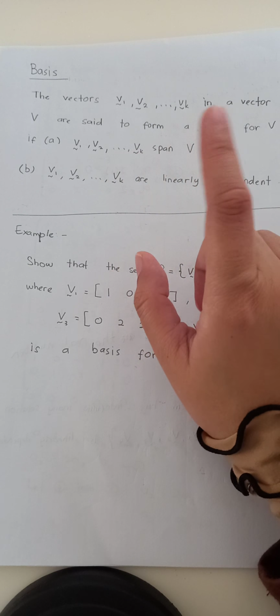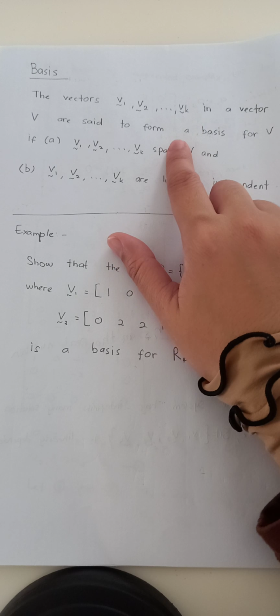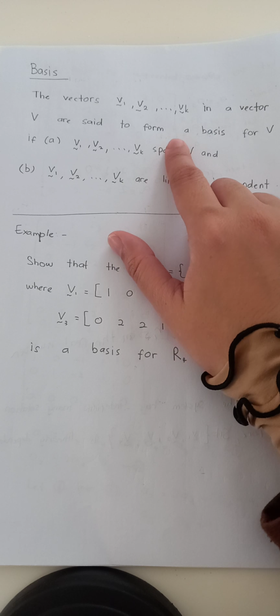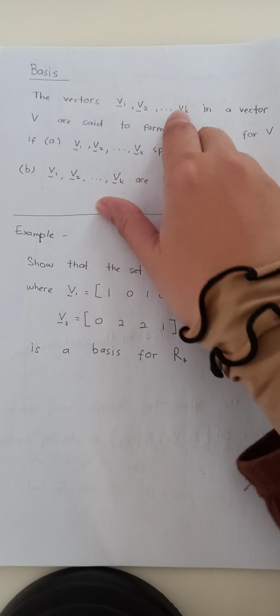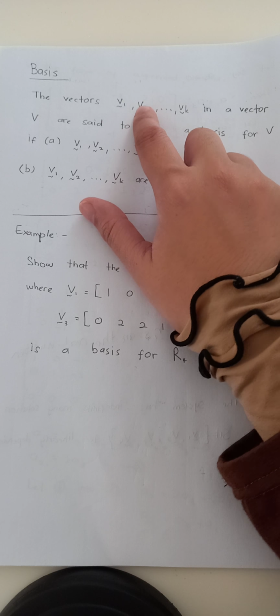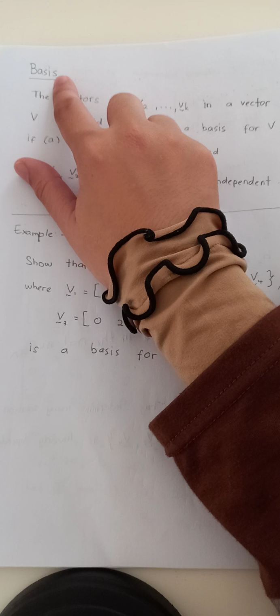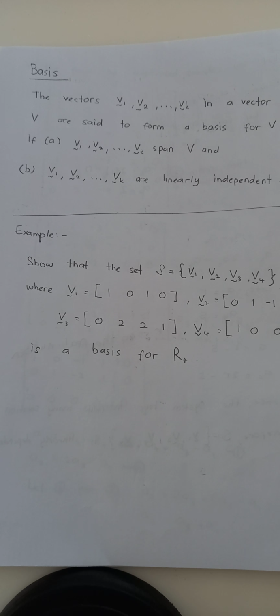So bila dia linearly independent, dia span V, then we can call that all the vectors kecil ni is the basis for the vector space. Okay?